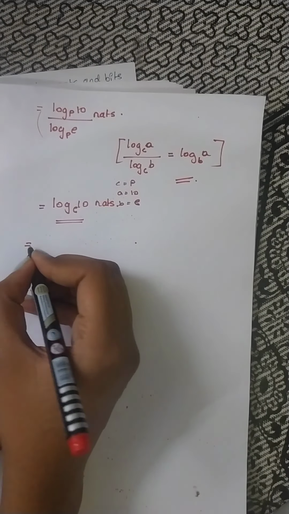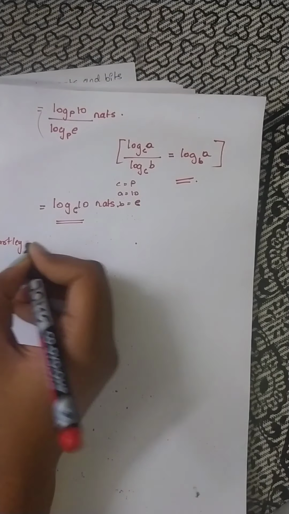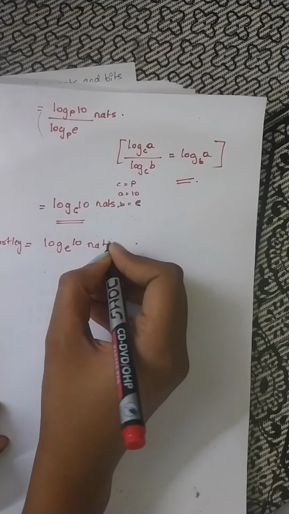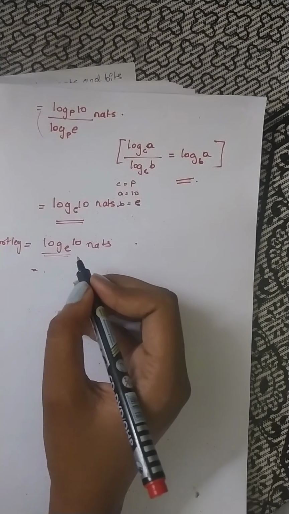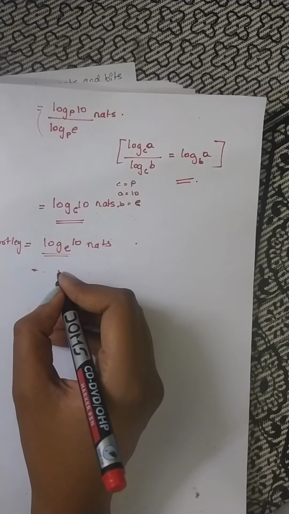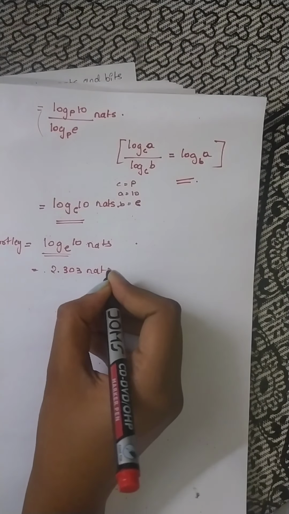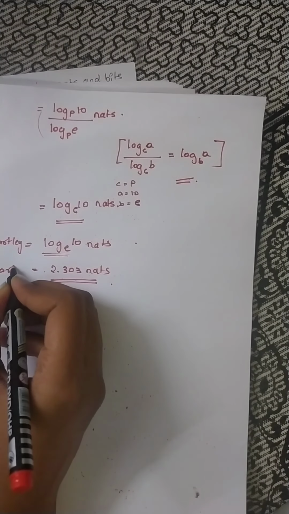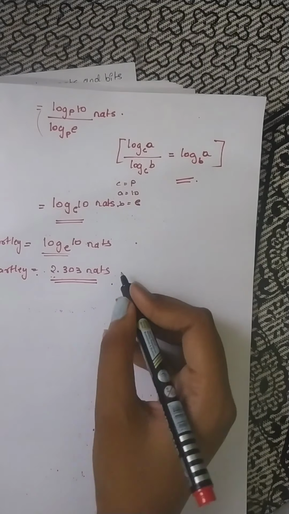Okay, so put it in your calculator: Hartley is equal to log 10 to the base e nats. If you put log 10 to the base e in the calculator, you will get the answer as 2.303 nats. So that's the relation between Hartley and nats. So 1 Hartley is equal to 2.303 nats.